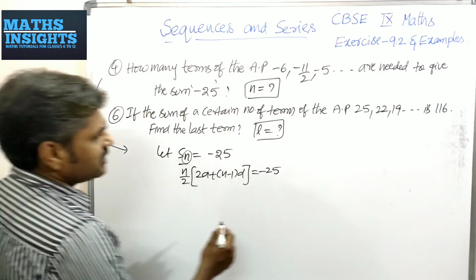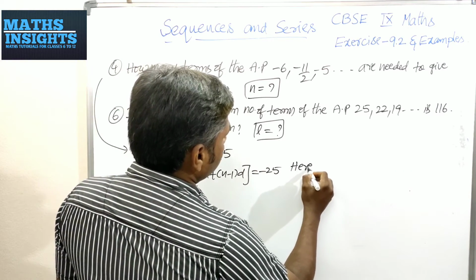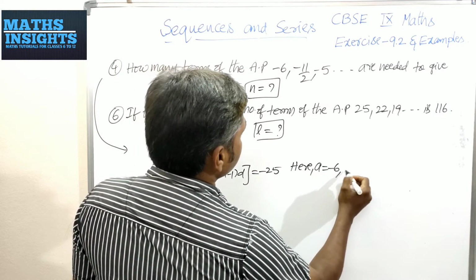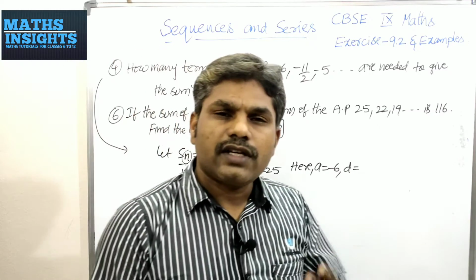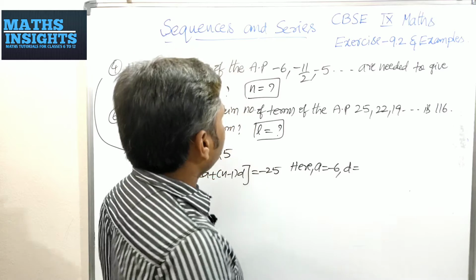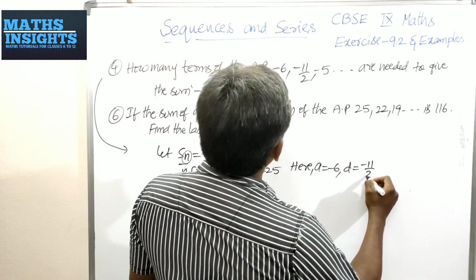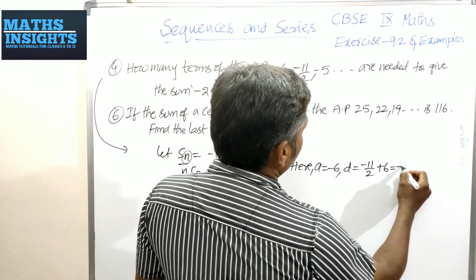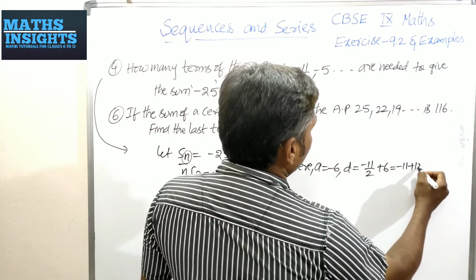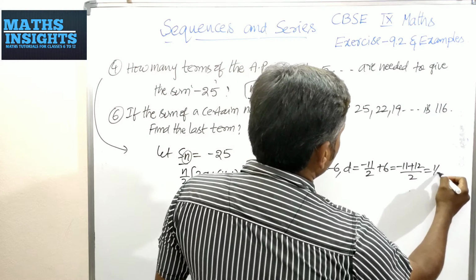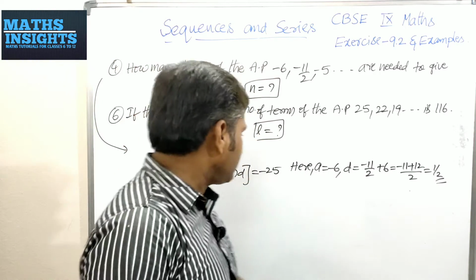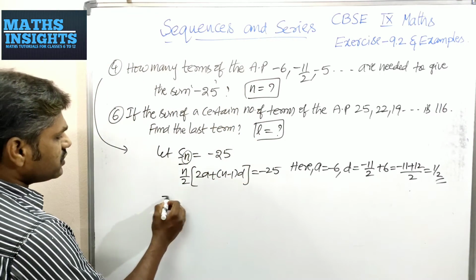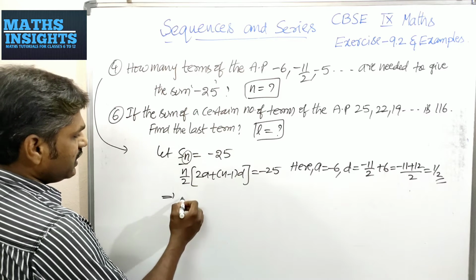In this, a is equal to minus 6, and common difference can be calculated as t2 minus t1, meaning minus 11 by 2 plus 6. Minus 11 plus 12 by 2, which is equal to 1 by 2. So d is available, a is available. Substitute all those values here except n, then you will get the answer.